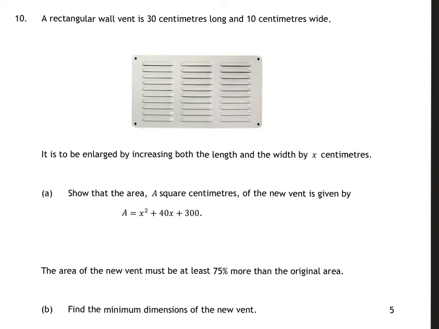Okay, quadratics again here. So we've got a rectangular vent that is 30 by 10. I'm just going to put that on the picture. So this is 30 and this is 10. So at the moment, the area of this vent is 300 square centimetres. It's going to be enlarged on both sides by x. So the new dimensions are 30 plus x and 10 plus x.